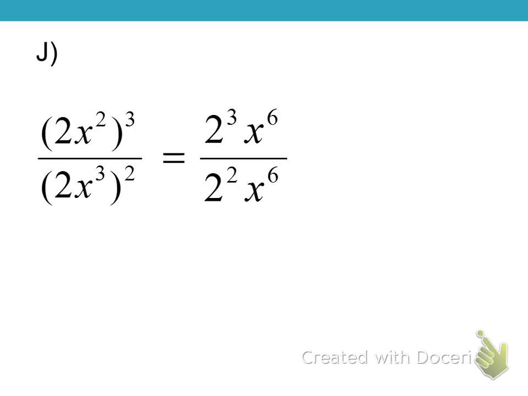What happens next? The x's are going to simplify. They're gone. 2 to the second on the bottom, 2 to the third on the top. It's just going to be 2. Yeah, it's 2 to the first. Again, if you multiplied it out, you'd have 8 over 4. Well, 8 over 4 is 2. So, makes sense.